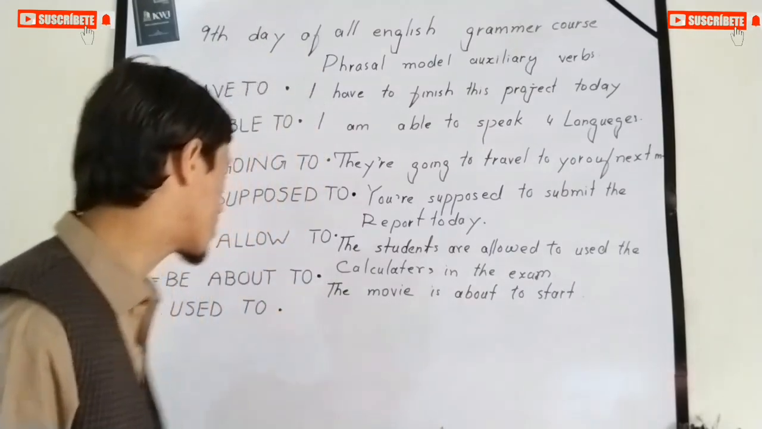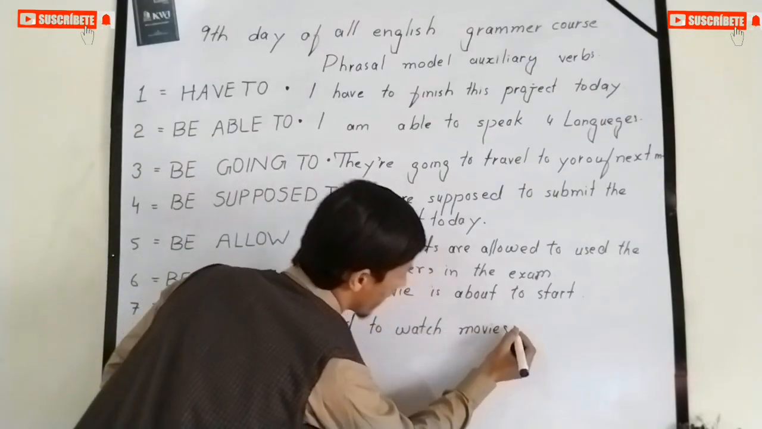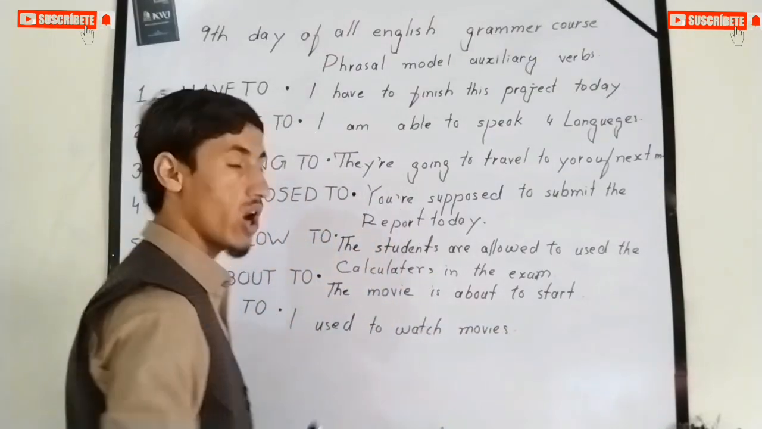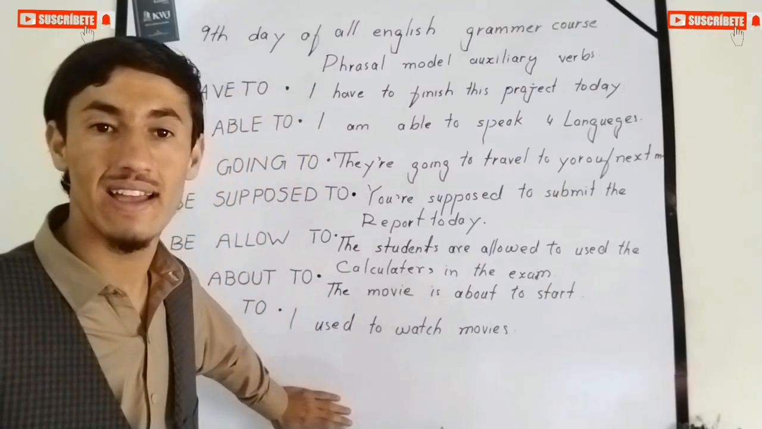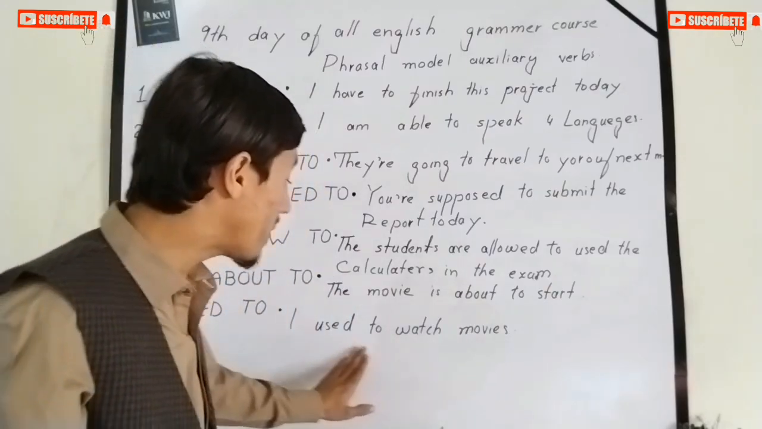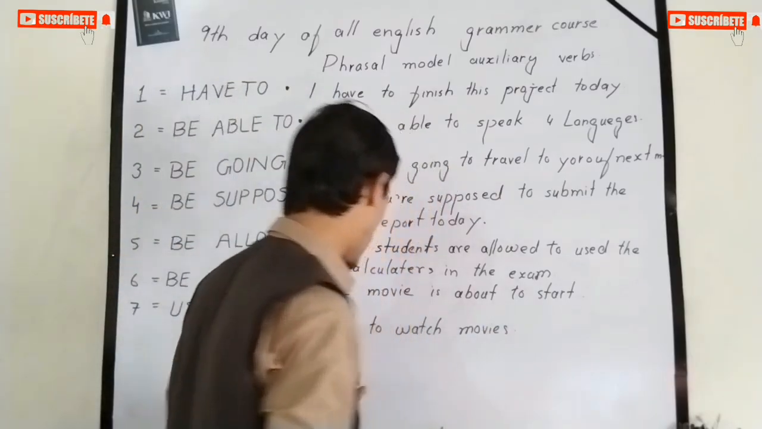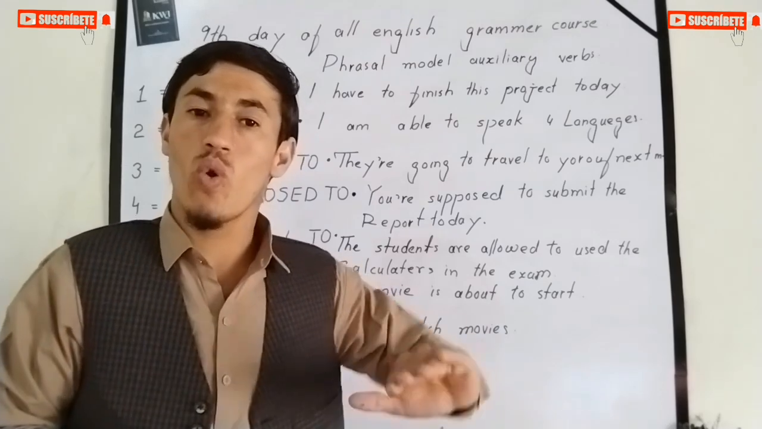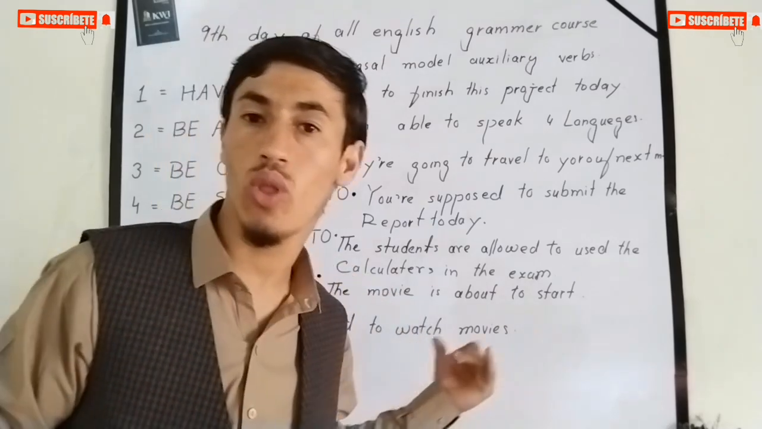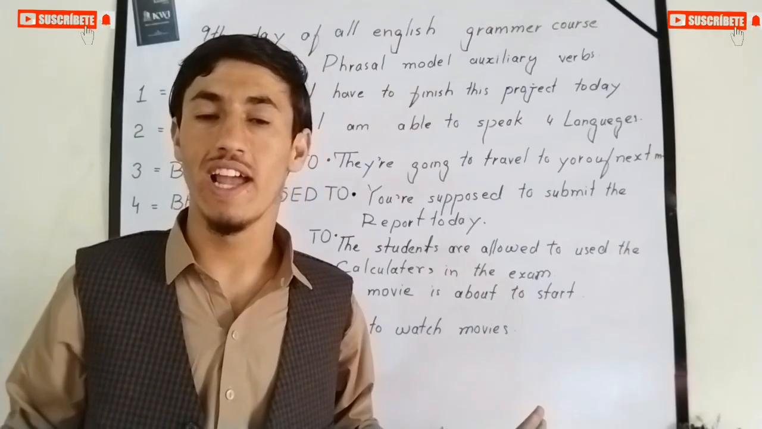I'll make just a single sentence on used to. I used to watch movies. मैं फिल्म देखता था. It means once I was habitual of watching movies. But nowadays I have totally stopped.